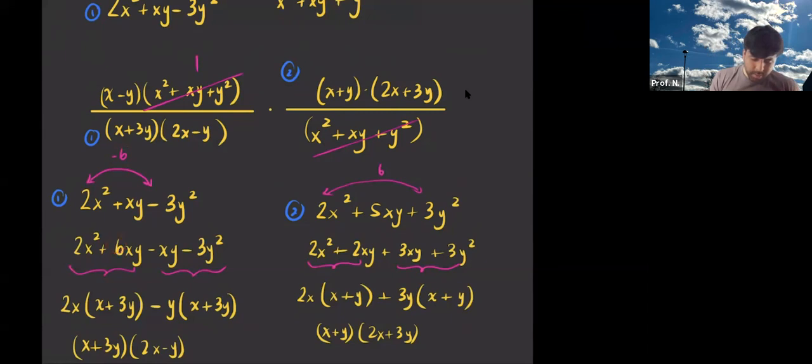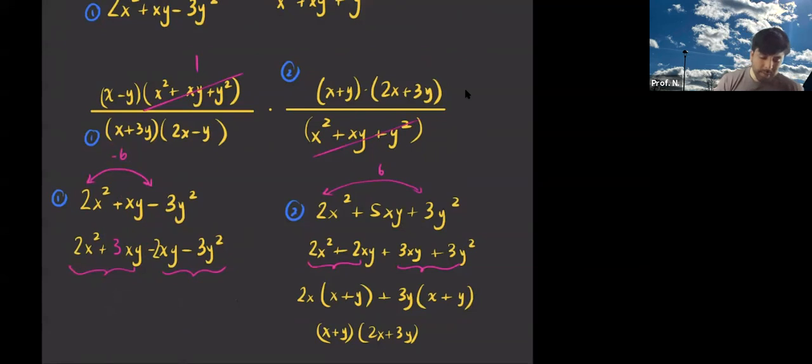Guys, this is not correct. This is correct, but this is not correct. Why not? Negative 6, right? 2 and negative 3. Negative 6. What multiplies to negative 6 but adds to positive 1? It can't be 6 and negative 1. So that was my mistake. This should be plus 3, and this should be minus 2. So this is going to change a little bit, just a little bit.